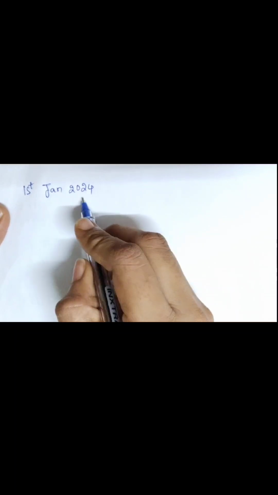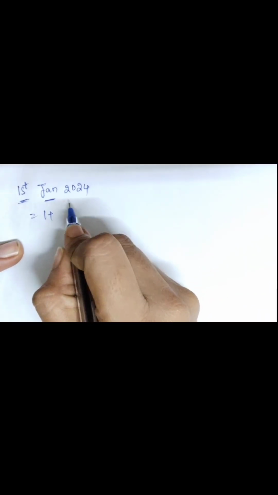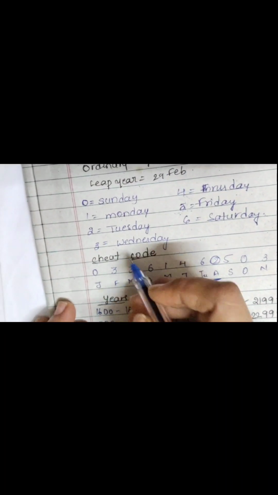So let's solve another problem. 1st Jan 2024. So firstly, what do we need to do? First, the date, 1. Next, the month code. What is the month code of January? The month code of January is 0.